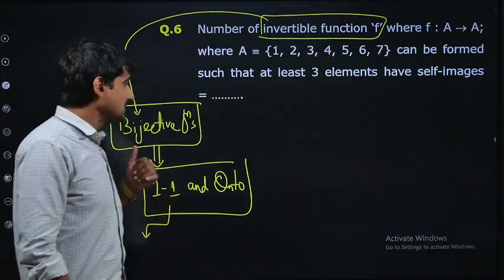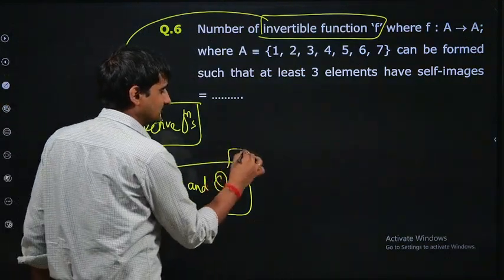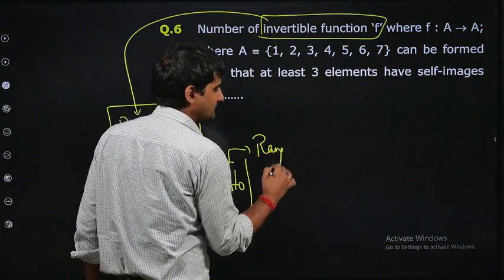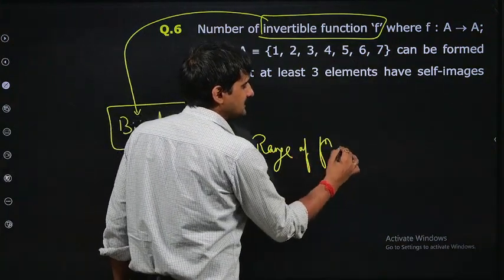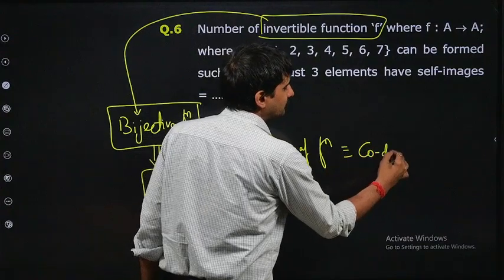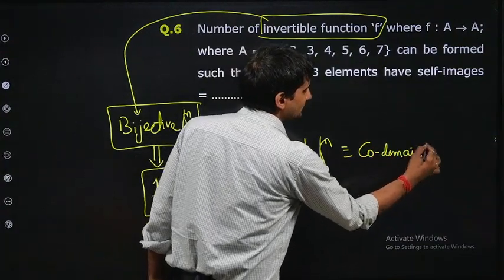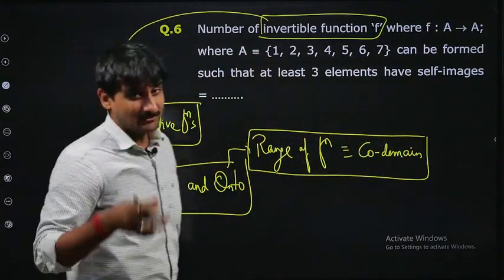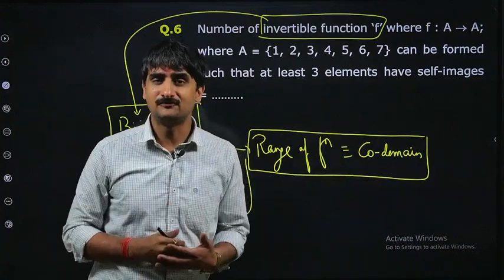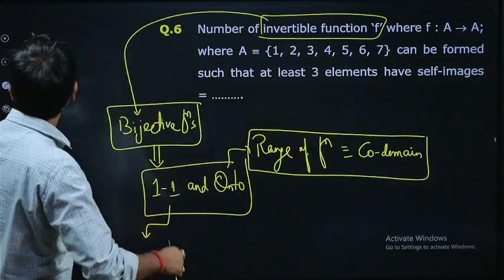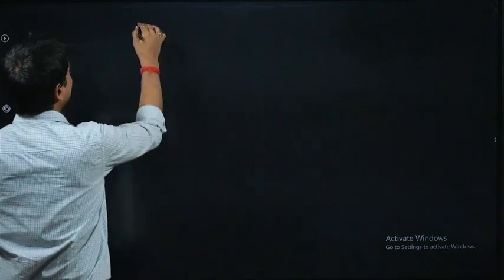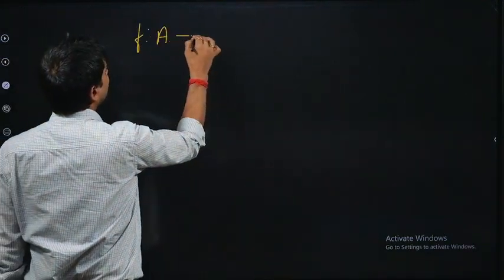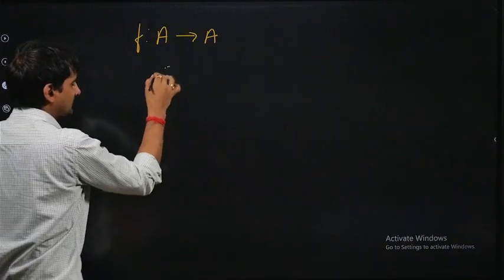And which functions are onto functions? Onto functions are those functions for which the range of the function matches with the codomain of the function. So that's how we can understand 1-1 and onto functions briefly with the help of their definitions. Now see, the function goes from A to A, and it has to be an invertible function.